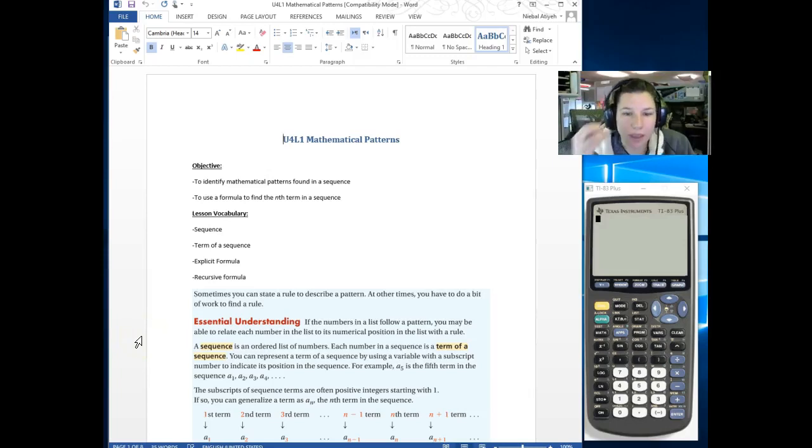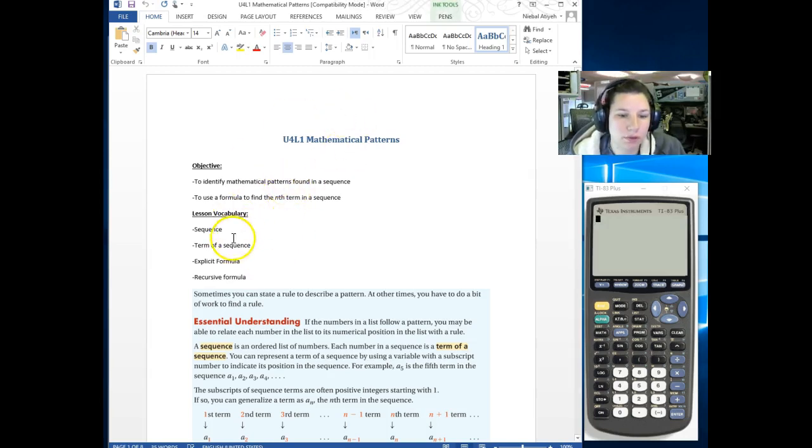A mathematical pattern. So in this lesson, you need to learn how to identify the pattern found in a sequence. Can you look at that list of numbers, the sequence of numbers, and find out what that pattern is, what's connecting each number to the next one, the one before it? And once you've found that pattern, you also want to be able to write a formula so that you can determine any number in this sequence that you want.